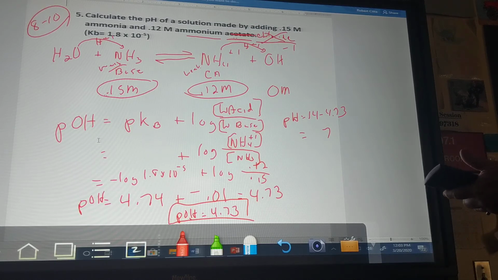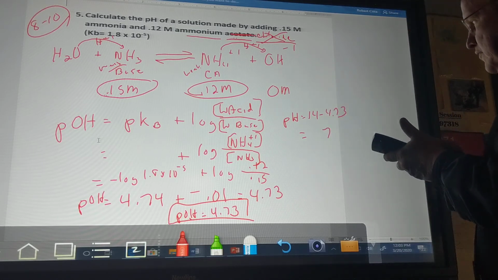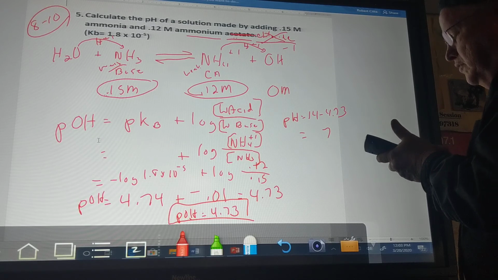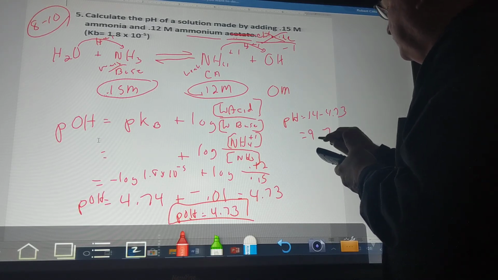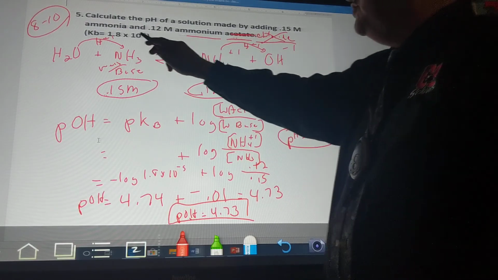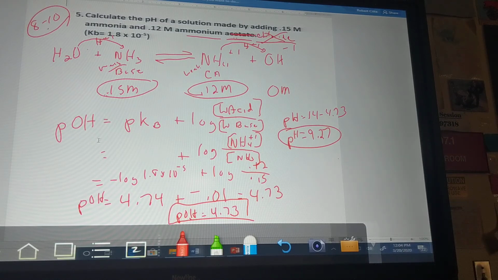So 14 minus 4.73 equals 9.27. And that's where I would have expected it to be, between 8 and 10. And that's your answer. Okay.